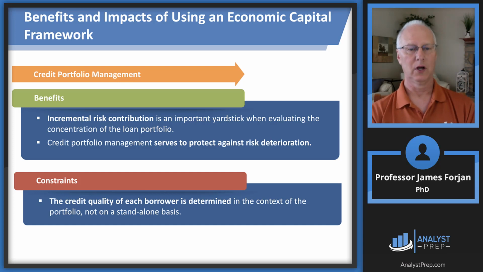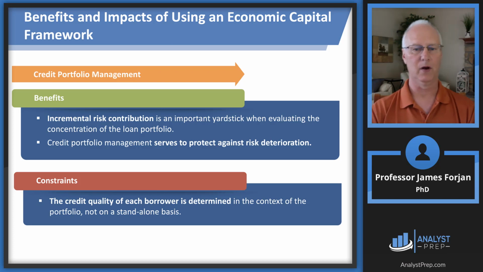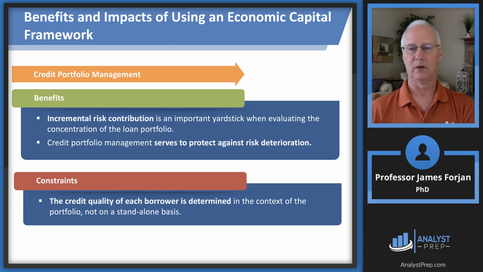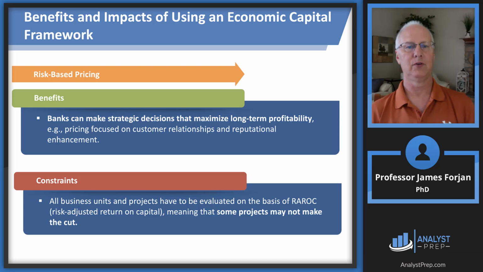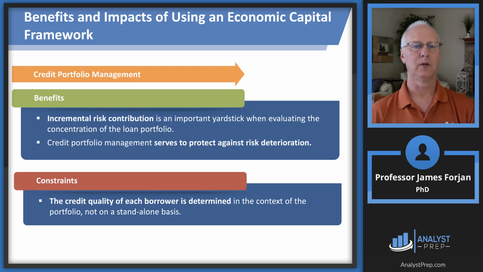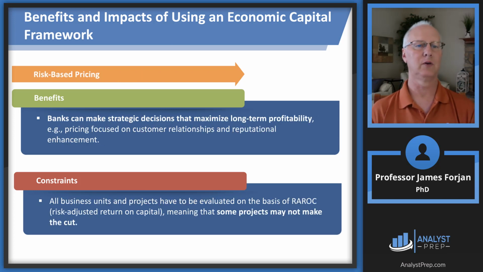Of course, look under the constraints heading there. The credit quality of each borrower is determined in the context of the portfolio. So the first step is to compute that standalone risk, but that's not the end of the story. The end of the story is, how does it fit into the rest of the portfolio? That's the major part, but you can't do that unless you do the standalone measure as well.